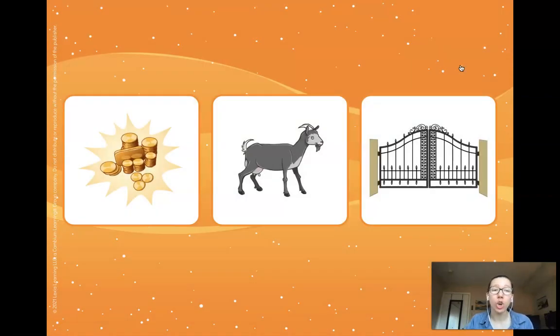Now here we have gold, goat, and gate. What beginning sound do we hear in each of those words? Gold, goat, gate. Very good. Our beginning sound is g. G, g, gold, g, g, goat, and g, g, gate. Friends, what letter says g? Very good. G says g. So each of these words begins with the letter G.